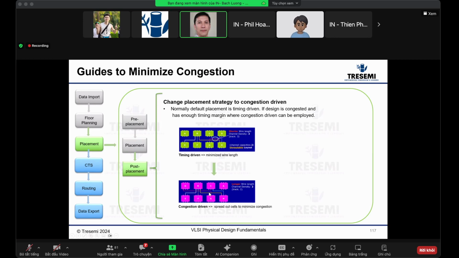But this comes at an expense, right? The expense is longer wire length, and your timing may not be met. So that just demonstrates a simple concept of congestion driven. You can see how it spreads the cells out to try to minimize congestion. Here the tracks are 3, here 2, but it comes at the expense of longer wire length because the cells are spread out. So this is one of the obvious strategies that we discussed, from timing driven to congestion driven.